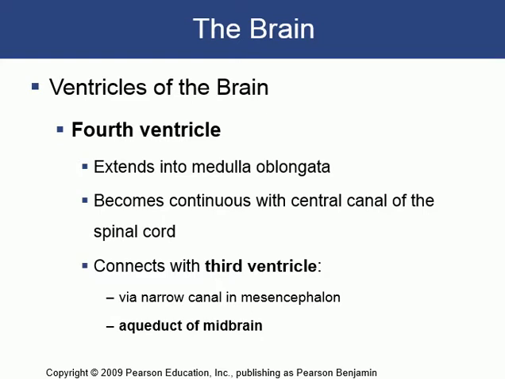These are all communicating because this is a circulation, just like the blood. So it goes from one to one to one. From lateral to the third, this is called the interventricular foramen, or foramen of Monro. Between the third and the fourth, this is called the aqueduct of the midbrain.